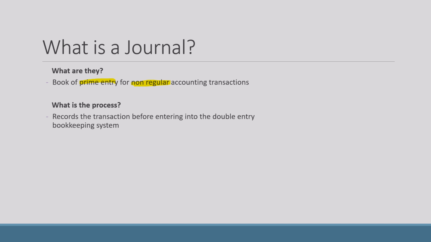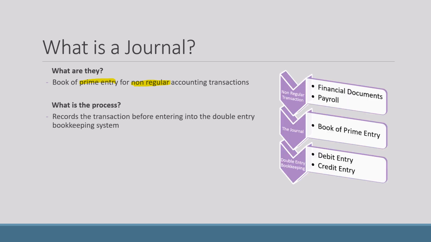So it's going to be your sort of emails and letters that you might receive for adjustments. It's going to be irrecoverable debts. It's going to be payroll entries, anything like that there isn't normally an actual document for as such, but this is about recording the transaction before entering it into the double entry bookkeeping system. So we can see here that we're going to have the non-regular transaction at the top there. And as I say, this could be a financial document or it could be something like payroll.